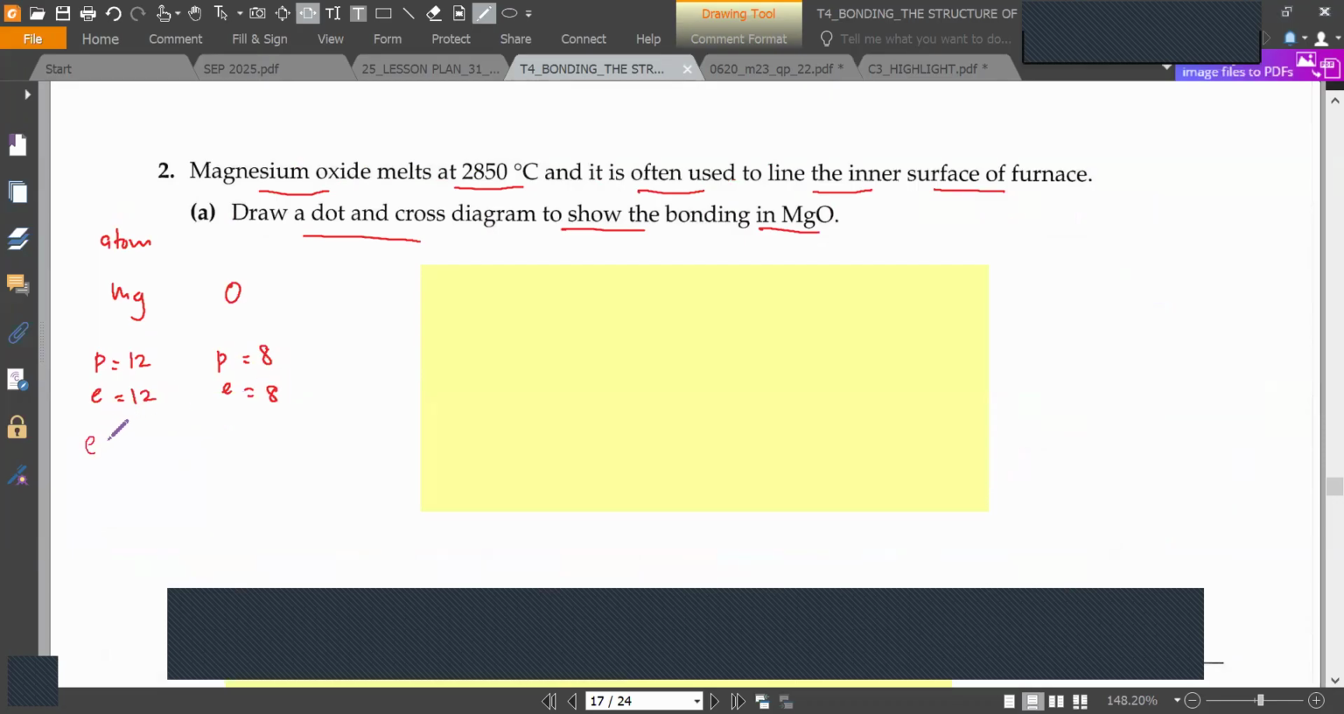So now electron configuration: magnesium is 2,8,2, oxygen is 2,6. It's telling us that magnesium needs to lose 2 electrons to get the full shell, and oxygen needs to gain 2 electrons to get the full shell. So what we expect to happen is like this.